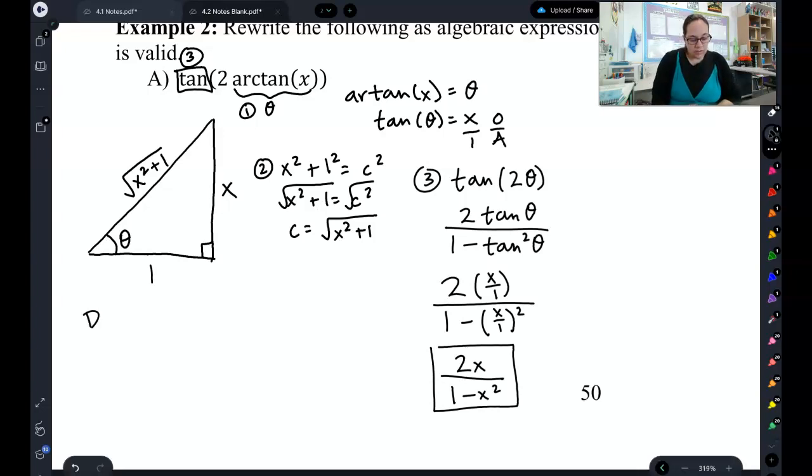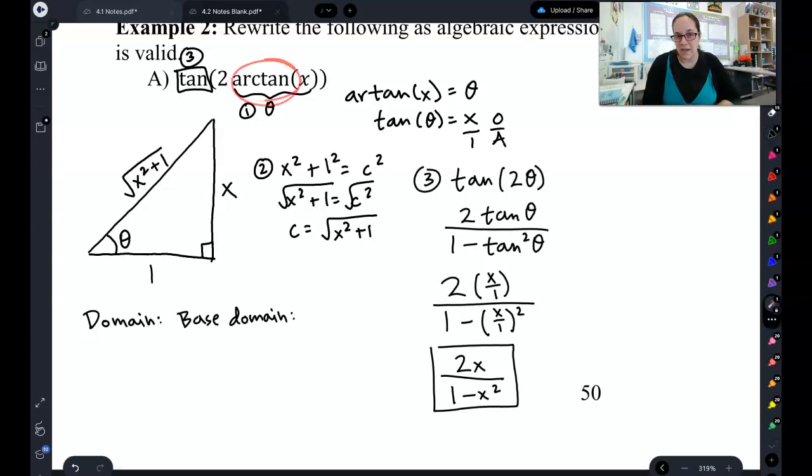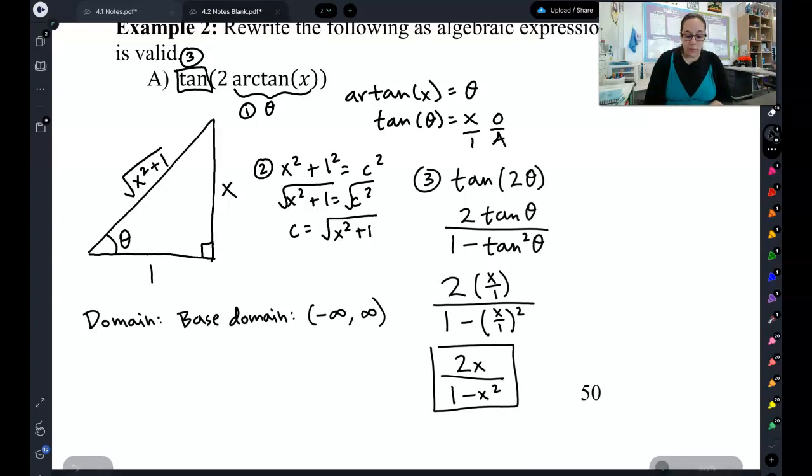Now we do also still need to find the domain. So hopefully you remember with yesterday, we always start with the base domain of the inside. So I'm going to look at the inside function, that's arctan. And I'm going to go back to my little table that I made and look at what the domain for arctan is. So the basic arctan domain is negative infinity to infinity. Now I'm going to adjust it based on my answer.